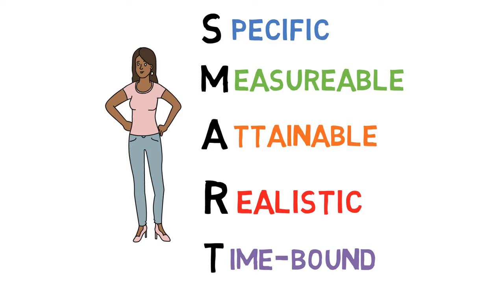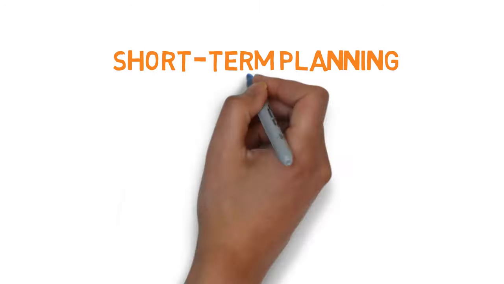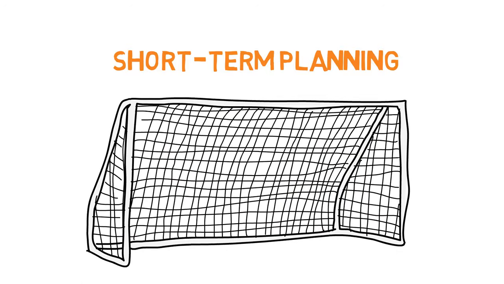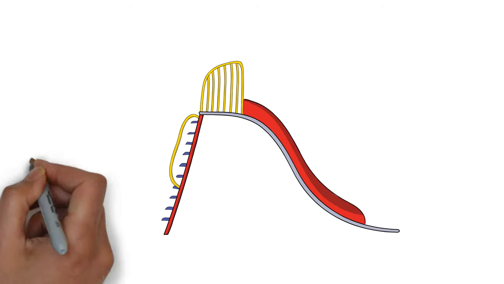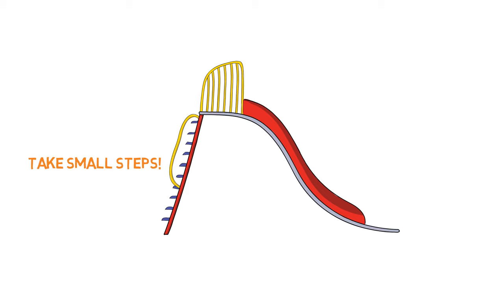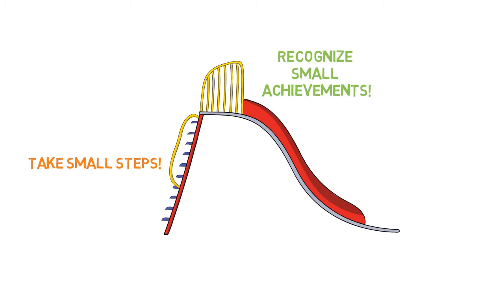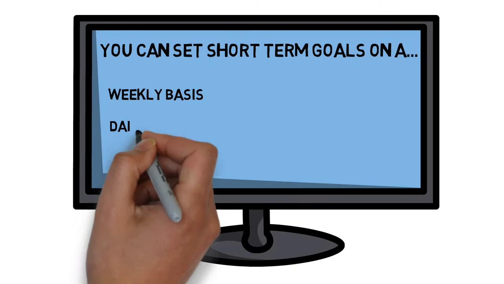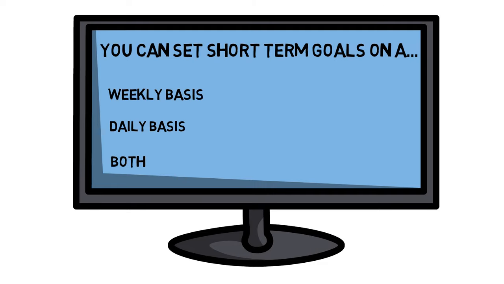This leads us to our next step, which is short-term planning. Short-term planning is an amazing way to keep yourself accountable to your long-term goals. So instead of tackling a huge goal all in one go, it's easier to take small steps towards achieving your long-term goal. Always remember to recognize your small achievements so you don't lose motivation. You can set short-term goals on a weekly basis, a daily basis, or even both. Setting short-term goals can really help build a structure to your day.